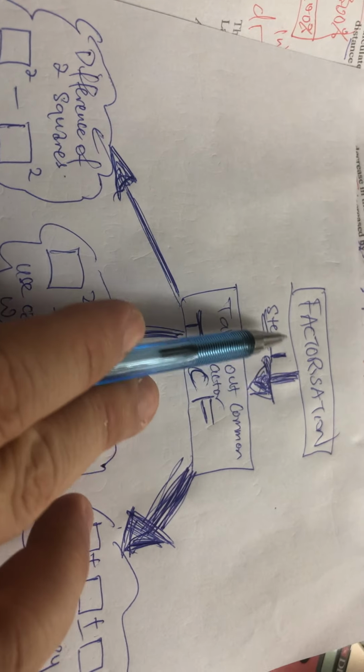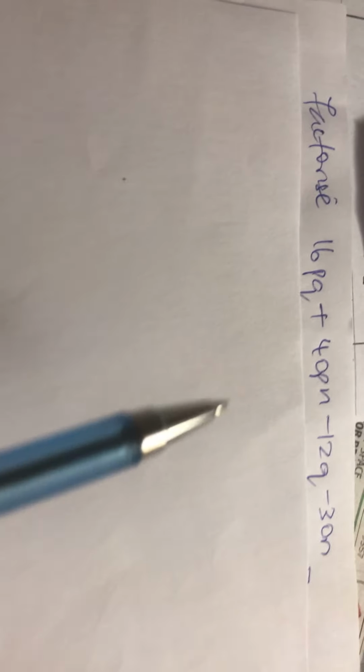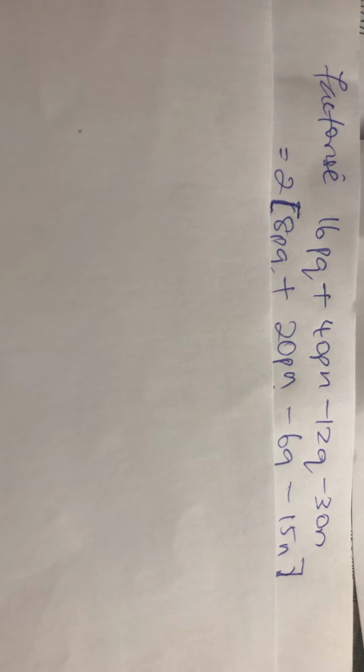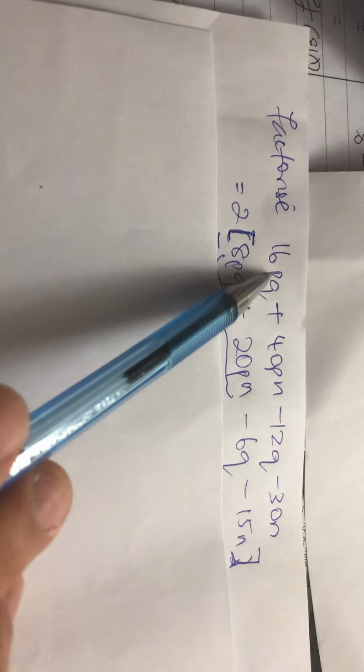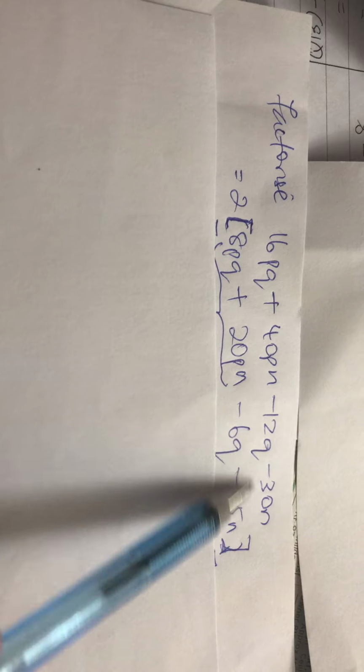Now if you remember, based on our strategy, the first step is always to take out common factor. So we'll take a look. Is there any common factor across all these four terms? There is a common factor 2. Okay, so I take out 2 from each term. Take out 2 here, take out 2 here, take out 2 here. And make sure when you expand, you get back this same thing.